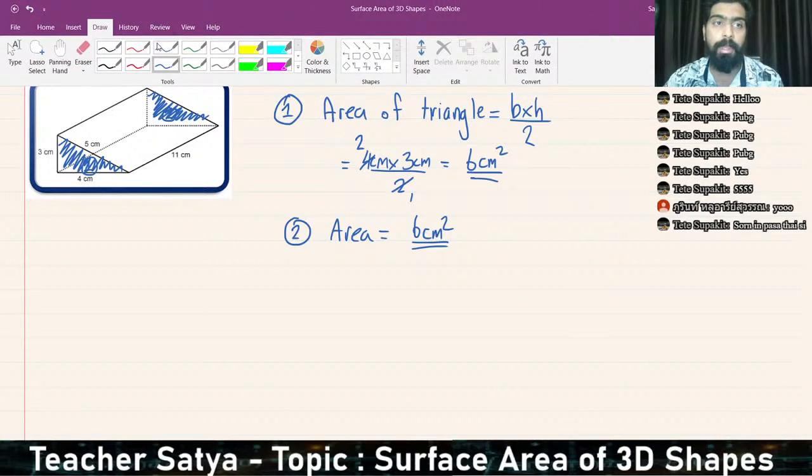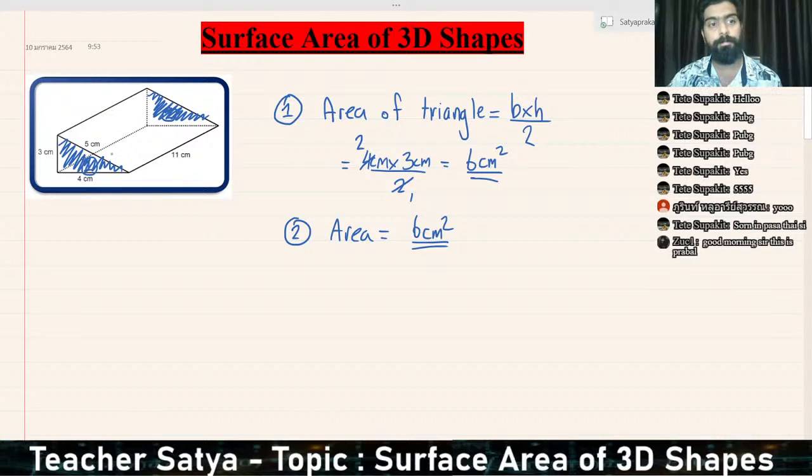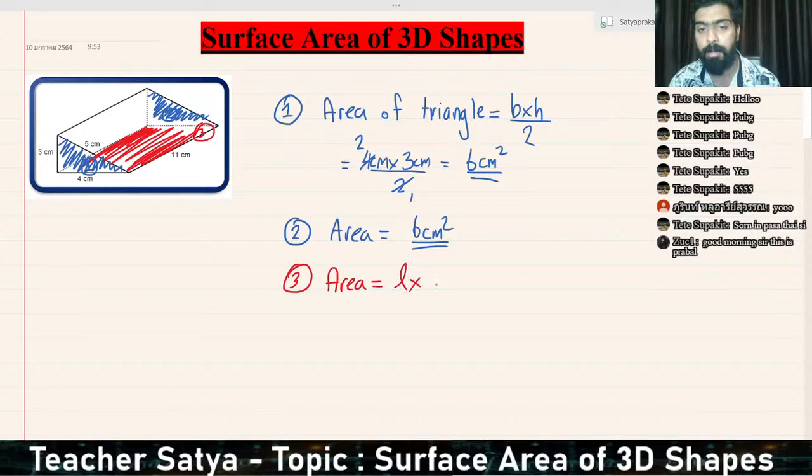Now let's go ahead and find the area of the base here. The base right here is in a rectangular shape, right guys? So let me call this one figure 3. So the base, which is a rectangle, and in order for us to find the area of the rectangle, we take the length and multiply by its width, right guys? Where the length is 4 centimeter and the width is 11 centimeter, right guys? So we take 4 cm multiplied by 11 cm, which would give us 44 centimeter square.